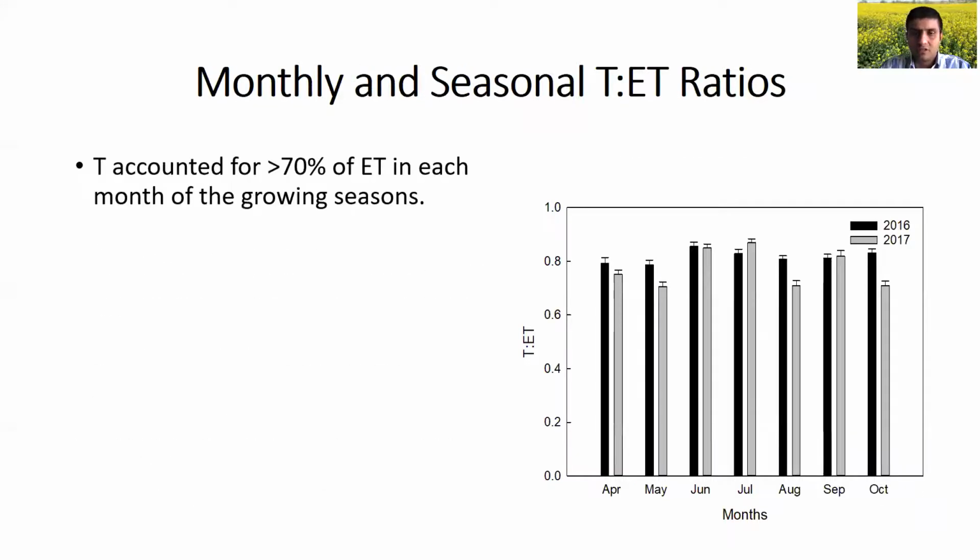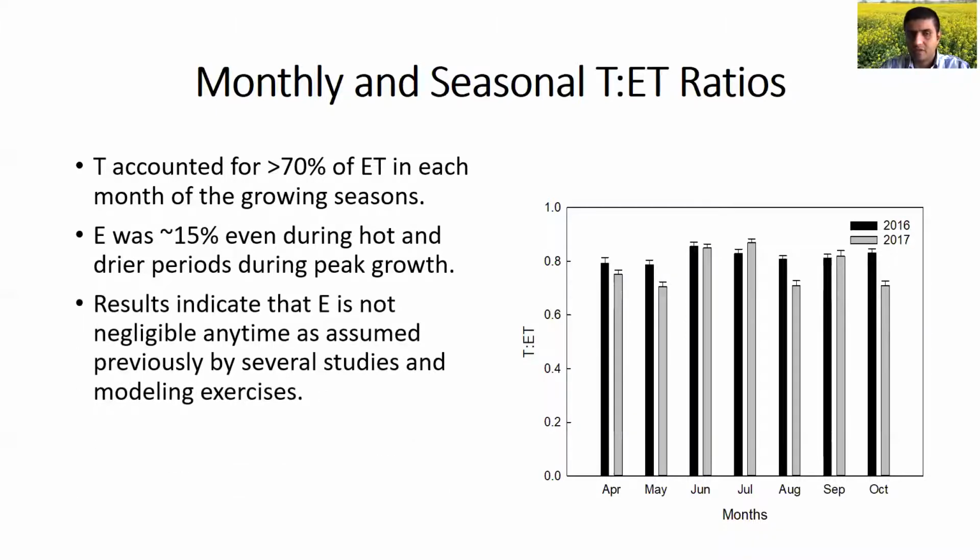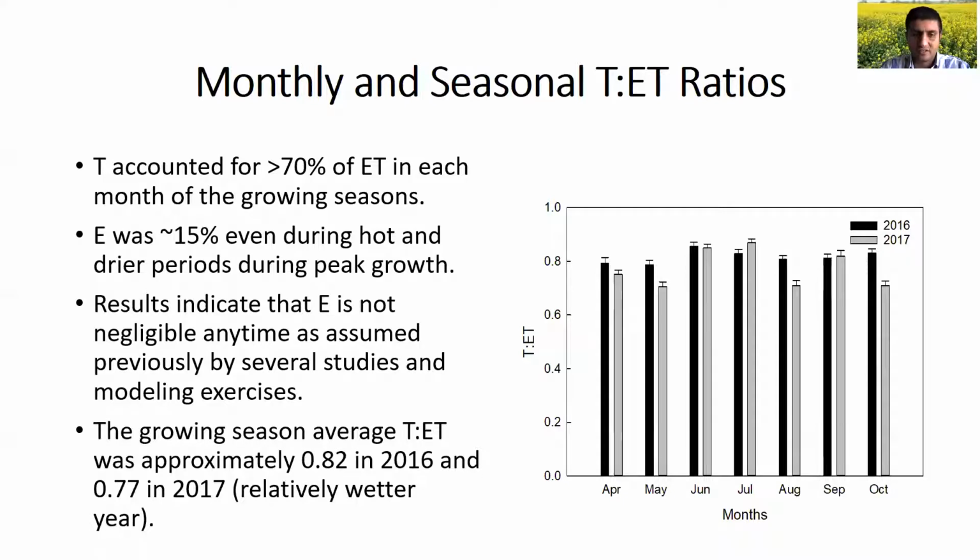When we calculated monthly T and ET ratios for the whole season, for 2 seasons of alfalfa growing season, T accounted for at least 70% of the ET in each month of the growing season of alfalfa. And evaporation was at least 15% even during dry and hot periods during peak growth. These results indicate that E is not negligible any time as assumed previously by several studies and modeling exercises.